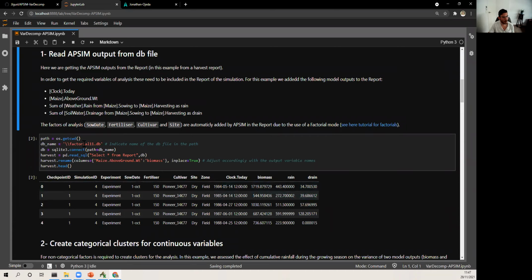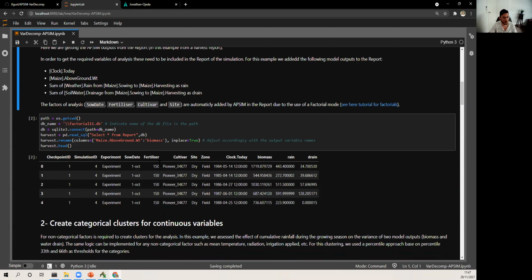So what this cell is doing is basically reading in the current directory and then passing the name of the DB file. If you are generating a different simulation, you will need to adapt this name accordingly with your file name. And then what the code is doing is basically reading from the report, from the table, and getting the information. And this row is basically to change the name from maize weight to biomass.